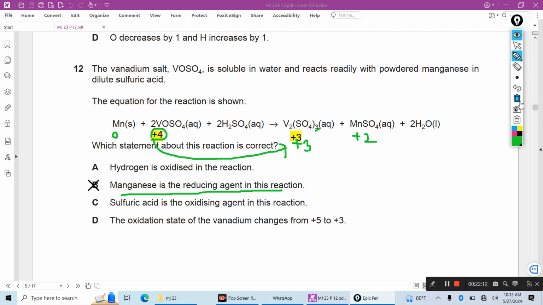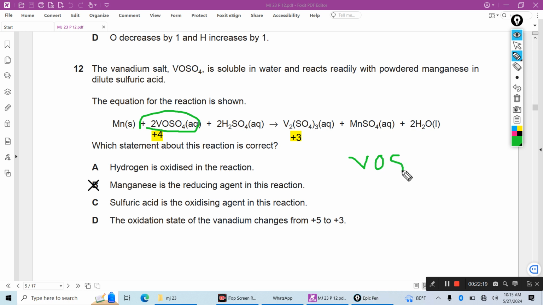And why is vanadium +4 here? How in VOSO4? You see, VOSO4, here VO is +2 and SO4 is -2. So VO is +2. So here vanadium is +4.